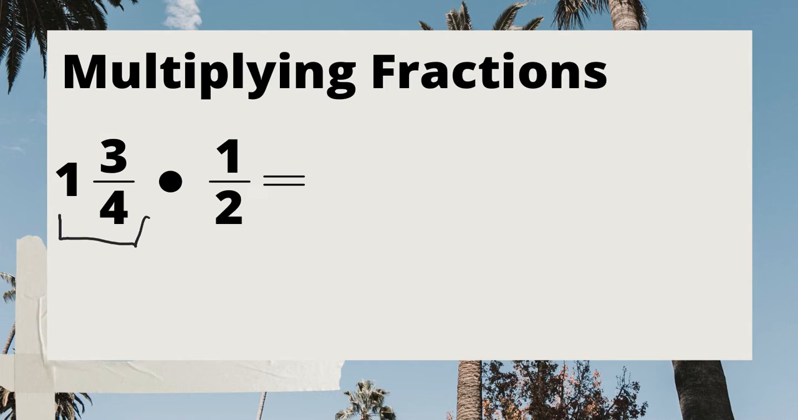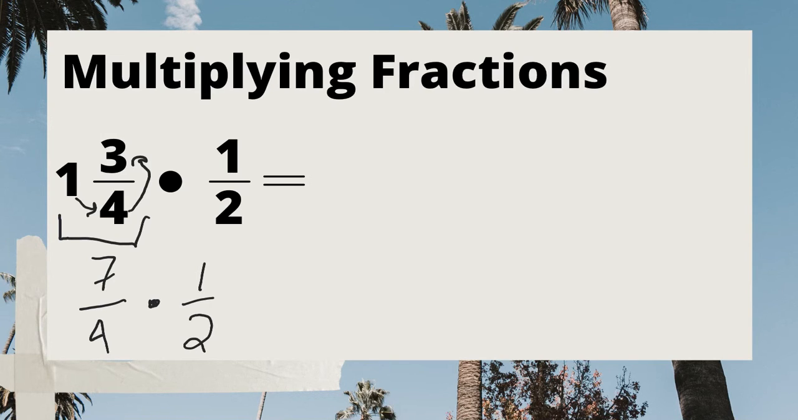So a reminder how to change a mixed number into an improper fraction is you multiply the whole number by the denominator and then you add the numerator. So for example, this would be 1 times 4 is 4 plus 3 is 7. So this would be 7, and then the denominator stays 4, times 1/2.